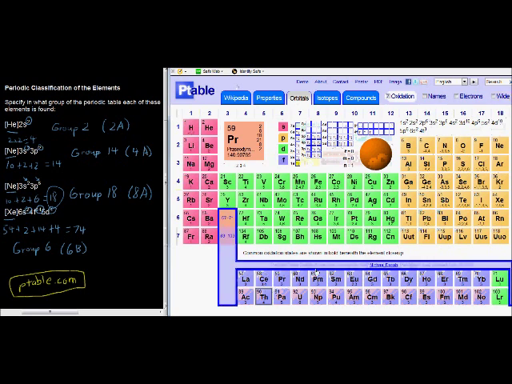By the way, the lanthanides and actinides are their own groups. They don't fit into one of these 1 through 18 groups.